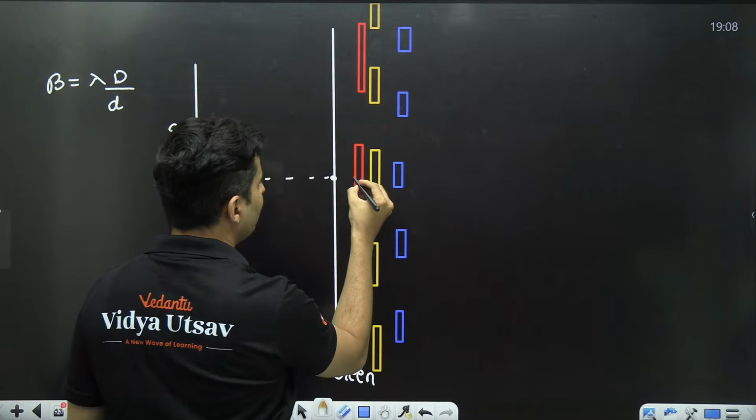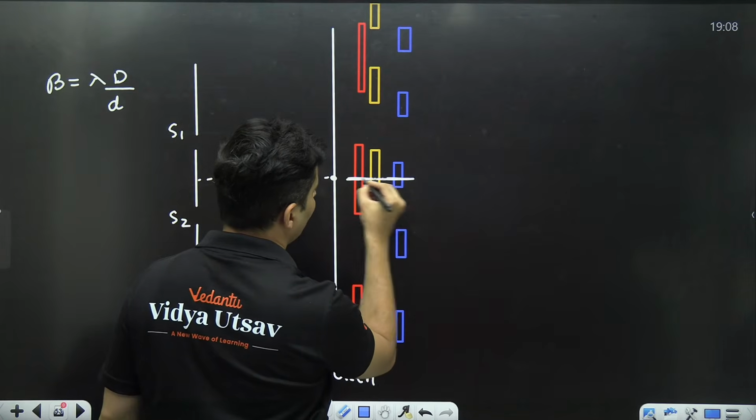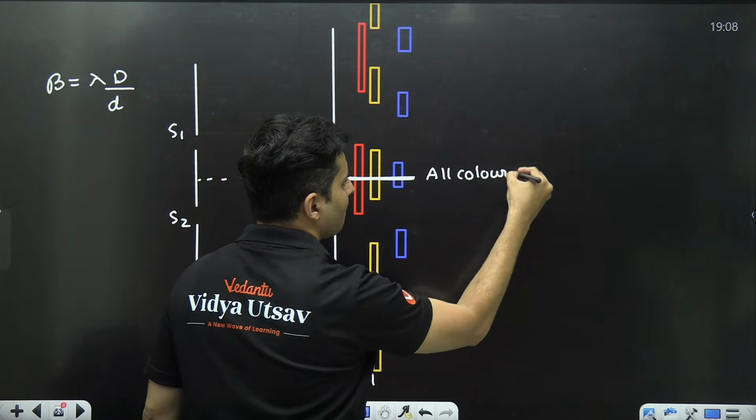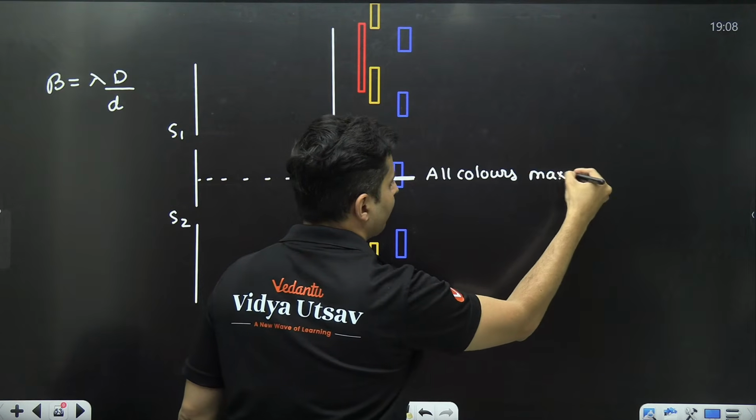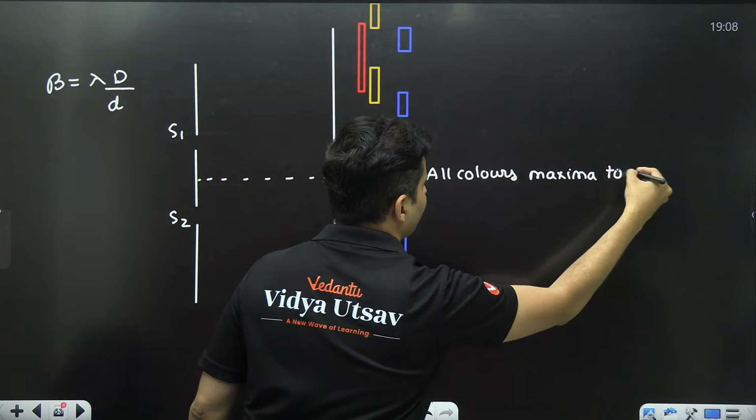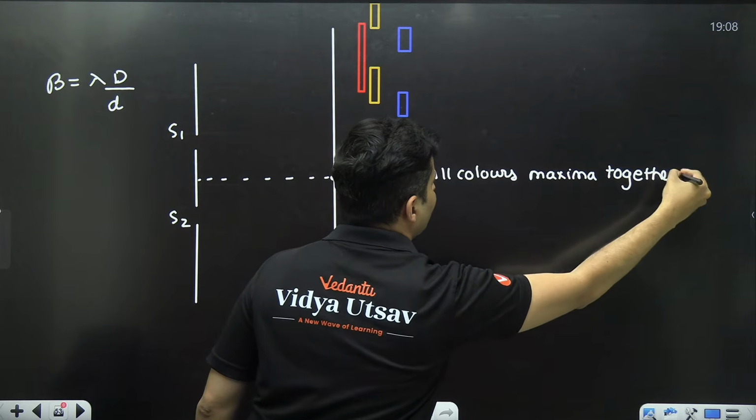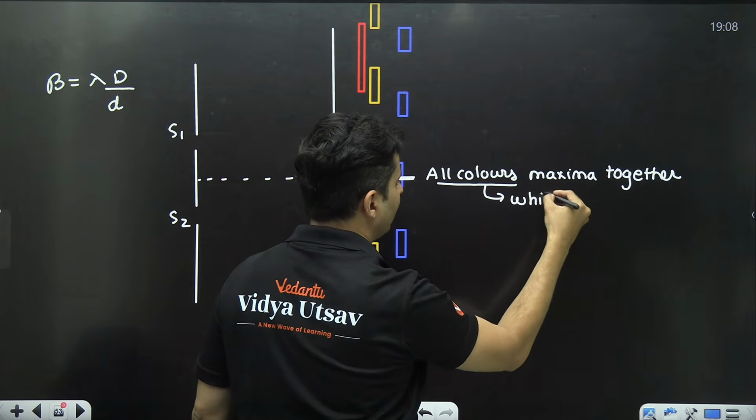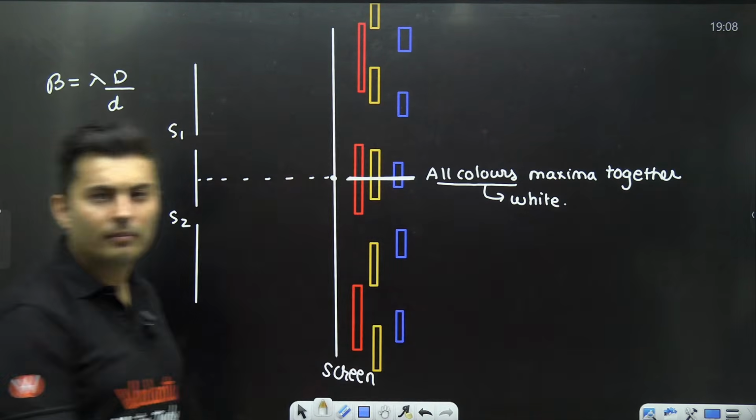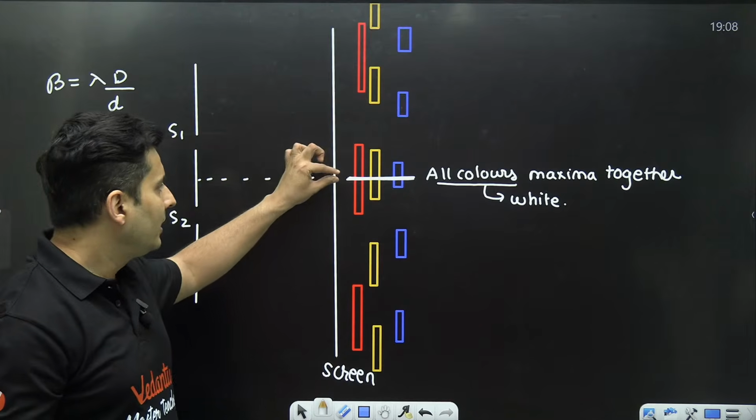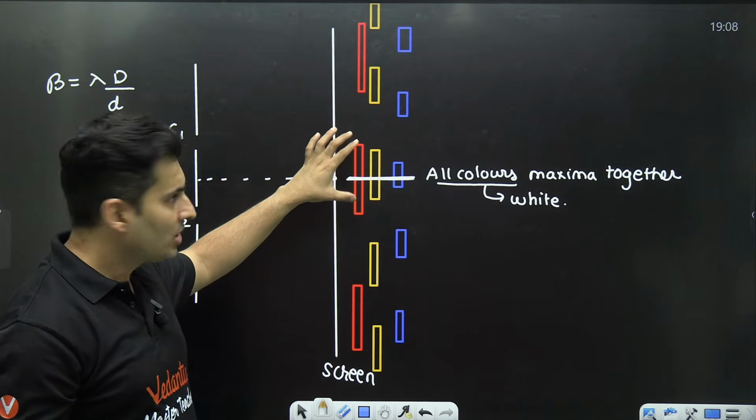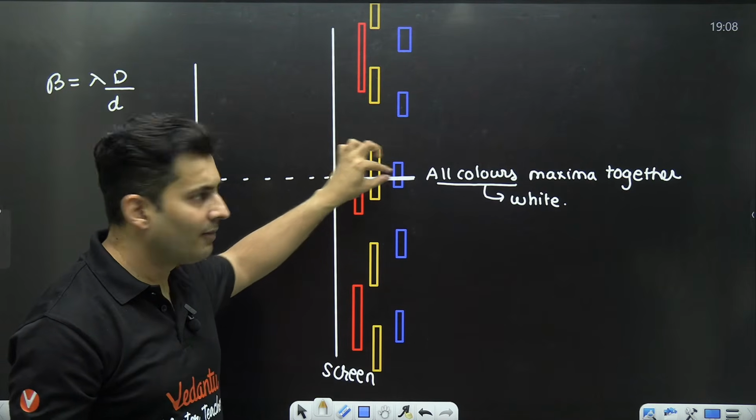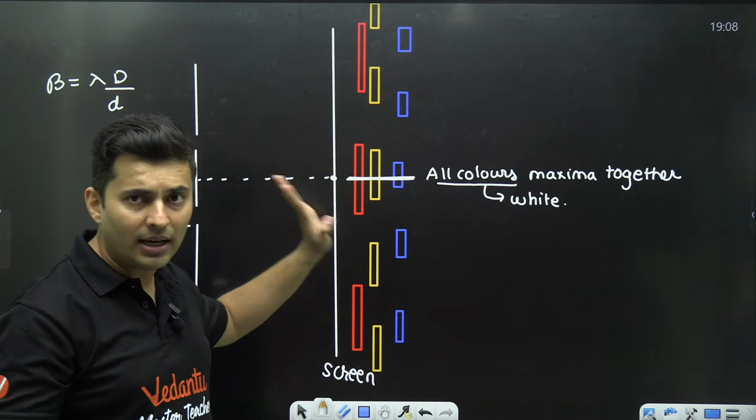this is the only place where all maximas are together. All colors' maxima together. So when you mix back all the colors, you will see basically white color fringe at the middle. And because red is the biggest fringe, violet is the smallest fringe. So the central part is white because all colors are mixing back again.